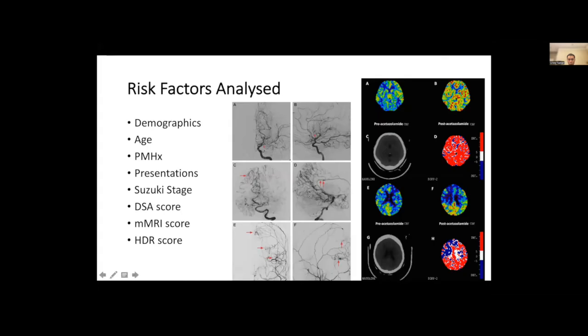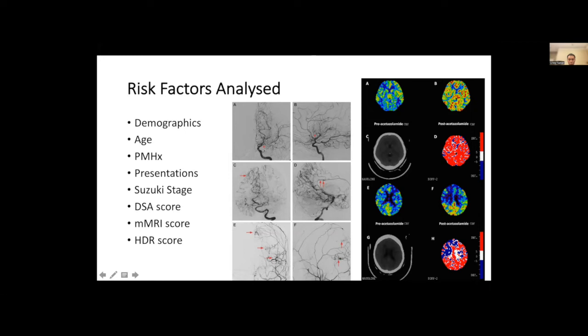So the risk factors that we analyzed, we looked at all the different risk factors that have been proposed by various previous authors, and also the different factors that we think could be related to post-op stroke risk. And we look at the patient's demographics, the age, their past histories, their presentation, whether it's ischemic or hemorrhagic presentation, Suzuki staging, the historical one, and see whether there's a role for Suzuki stage. And the three scores, and we make modifications to the Berlin grade.